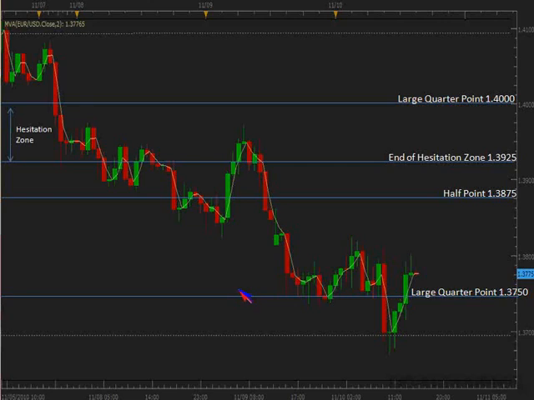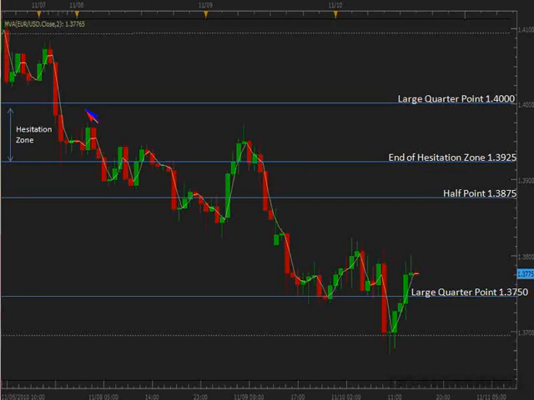Not only the quarter from $1.4250 to $1.40, but also the euro-dollar behavior when it entered the new large quarter below $1.40 on its way to potentially target the large quarter point at $1.3750. As usual, the first area that prices enter within a new large quarter is the hesitation zone. Here's your large quarter point at $1.40. Prices break below it. Look at this candle here, moving to the end of the hesitation zone, even overshooting a little bit below that level.